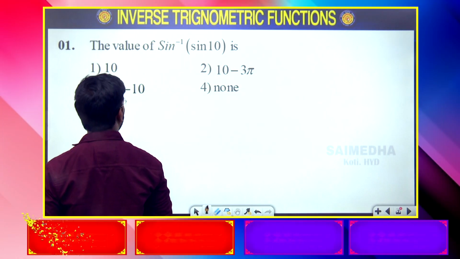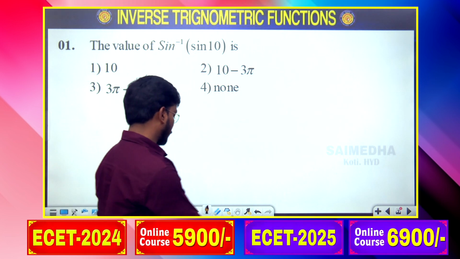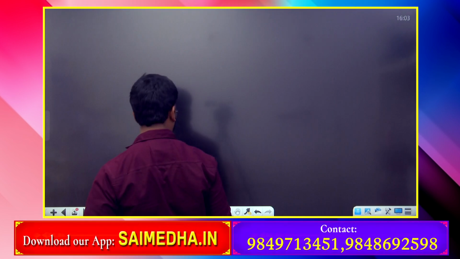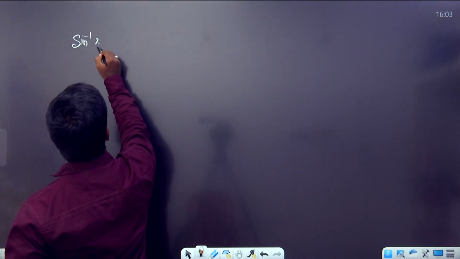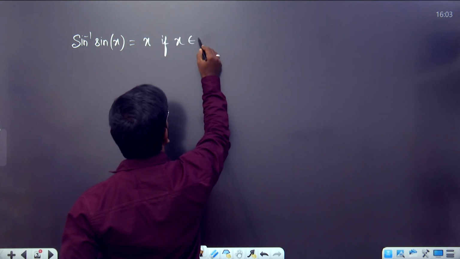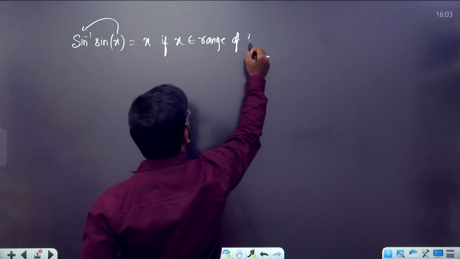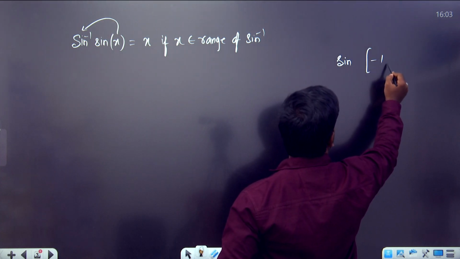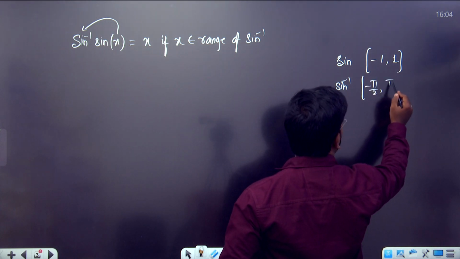Question number 1. The value of sine inverse of sine 10 is. This is a question coming from the range concept. What is the meaning of range? Sine inverse of sine x would be equal to x if x belongs to the range of the first function. What is the first function here? X belongs to the range of what? Sine inverse. For now, we need to memorize that the sine range is minus 1 to 1, whereas the sine inverse range is minus pi by 2 to pi by 2.